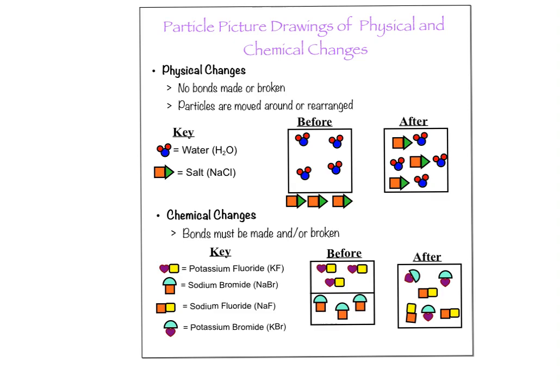Okay, last but not least, we have to be able to draw particle pictures for these. So when you draw your particle pictures, we follow the rules for drawing them, okay? But here's the key for physical changes. I have to see no bonds made or broken. The particles are just moving. So in my before picture, I have 4 water particles and 3 salt particles outside, meaning they're not mixed yet. And in the after, notice I have the salt particles evenly spaced with the water particles to make a homogeneous mixture. No bonds were made, right? I didn't break any of the bonds. I just mixed these two things together.